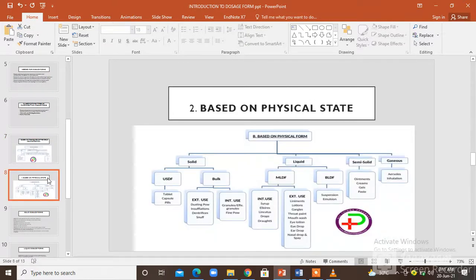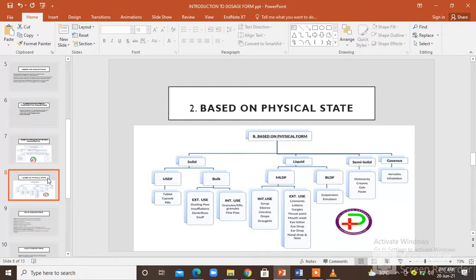And the second type is based on the physical state of the drug. For example, the dosage forms which are in solid state are classified as the solid dosage forms, and those dosage forms which are in liquid state are classified as liquid dosage forms, and others are the semi-solid dosage forms and the gaseous dosage forms.